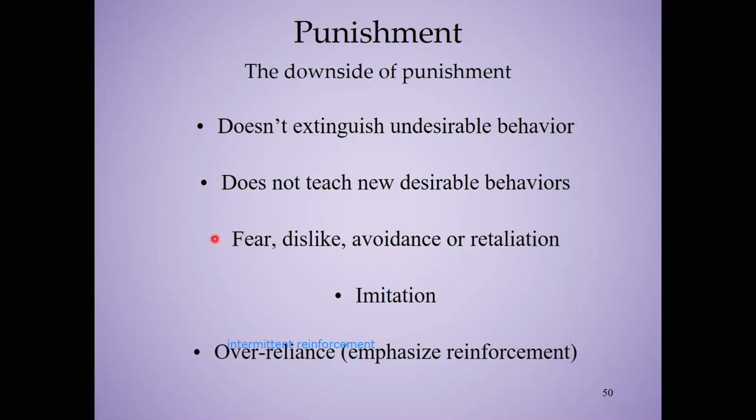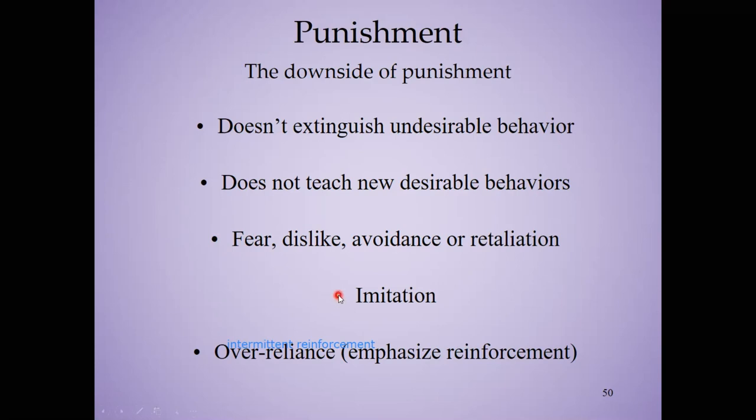We also should know that punishment may produce fear, dislike, avoidance, or retaliation against the person who is administering the punishment. So these sort of outcomes may be things that we don't want to risk in a particular relationship. And maybe it's important that that relationship be one of trust and so forth. So we might then think of other ways to modify that behavior if we're not willing to risk those outcomes.